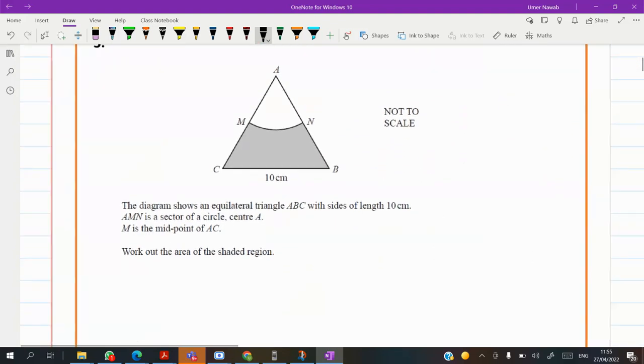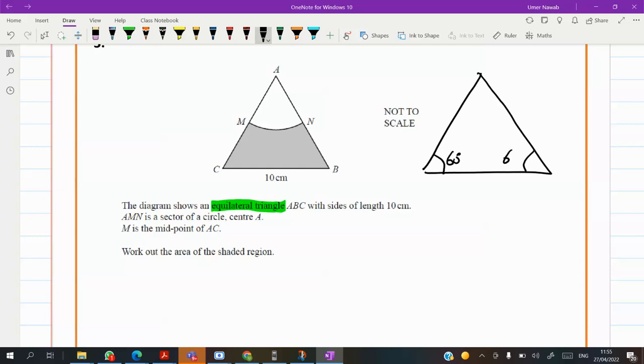Next question, area of the shaded region. This region, again, if you see, is an equilateral triangle. Everyone knows about equilateral triangles. All angles are the same. This is a regular polygon of three sides, and interior angles are 60 degrees. So may I say this is 60 degrees? The total side is 10, 10.